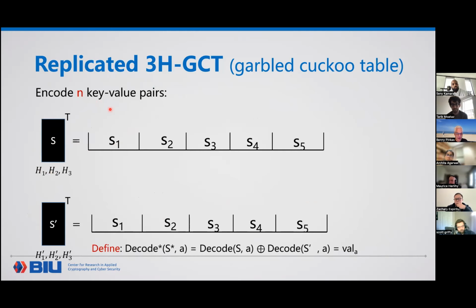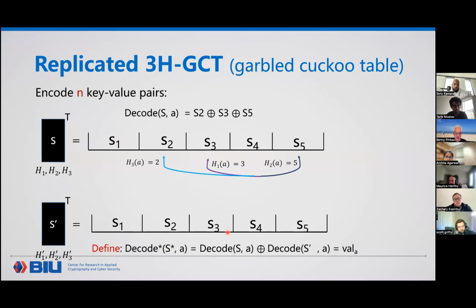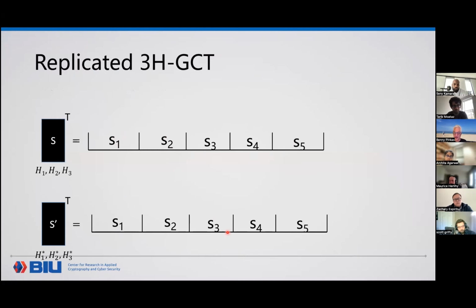The way we're going to map items: to retrieve an item, I try to retrieve it from this table and I get a value. I try to retrieve it from this table, I also get a value, and I XOR the two results. Usually with three-way cuckoo hashing, I take three values from the locations to which this item was mapped, XOR them, and this is my answer. Now I take the answer from this table, the answer from this table, and XOR the two results. So I decode from this table, I decode from this table, and I XOR.